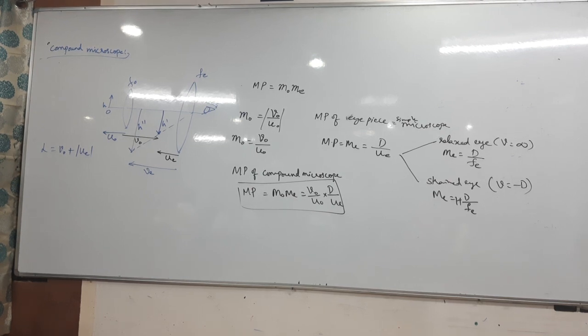Maximum magnification is nothing but where the image should be formed. For the strained eye, the maximum magnifying power, the image will be formed at capital D. That is the main important thing. For the minimum magnifying power, the image will be formed at infinity. Now in this case V is minus D only, obviously minus 25 centimeters.